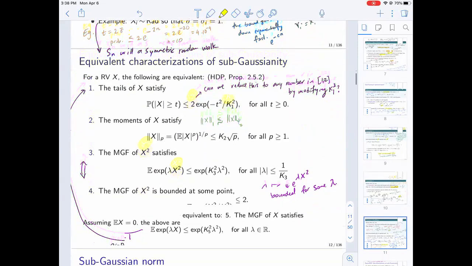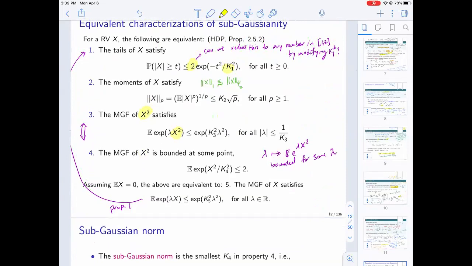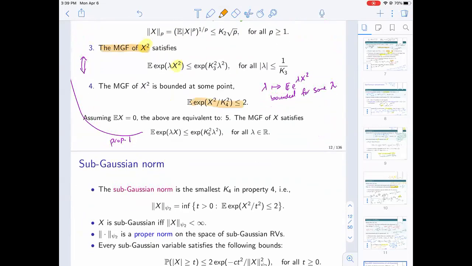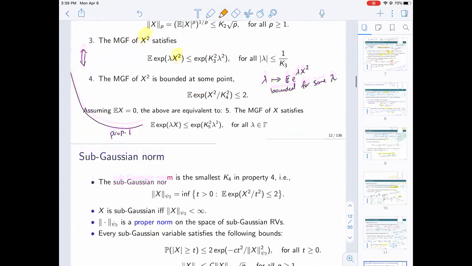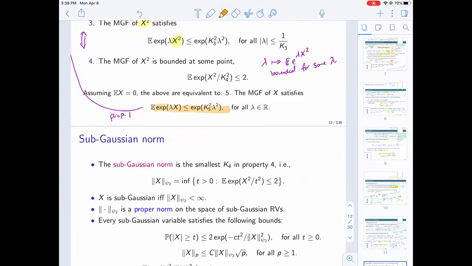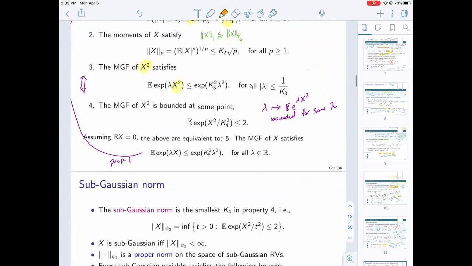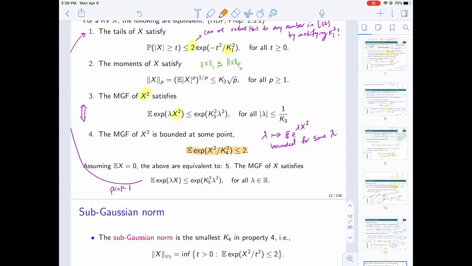Okay, and then we saw that there are equivalent characterizations of sub-Gaussianity. We had the tail bound characterization. We had the moment characterization, so the moments grow at a certain rate. We had the MGF of x squared being bounded, either in a neighborhood or actually at a single point, and we discussed that these are equivalent. And the other one, in the zero mean case, basically goes back to the definition we had before.